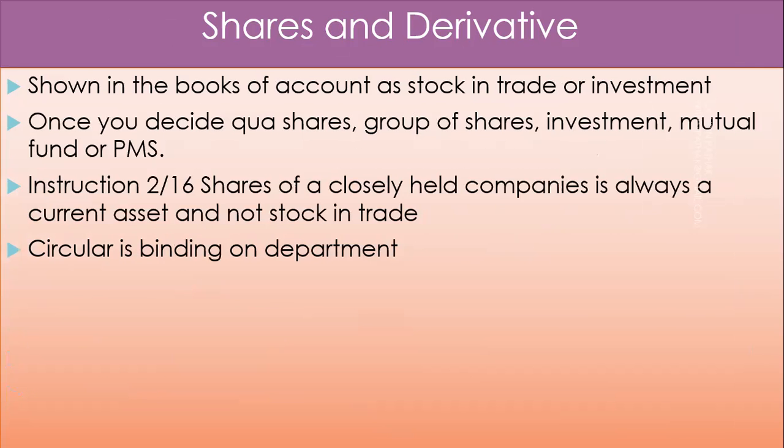And how you show it in the books of account also has an impact, whether it is investment or stock in trade. Once you decide on the shares, you can decide that the following Reliance share is my investment and the following are my stock in trade. And there are groups of shares, a particular investment, a particular mutual fund, a particular PMS. I have 3 PMS set. I can say that 2 are stock in trade and 1 is investment. That is my choice. But once I make a choice, I need to stick to it.